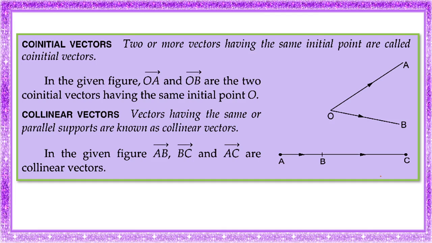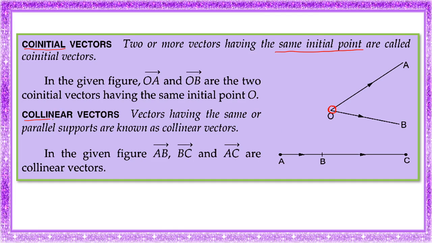Then next we have co-initial vectors. As the name says, co-initial means whose initial point is the same. Two or more vectors having the same initial point are called co-initial vectors. In this figure, OA and OB, they both have the same initial point. So these two vectors are co-initial vectors.